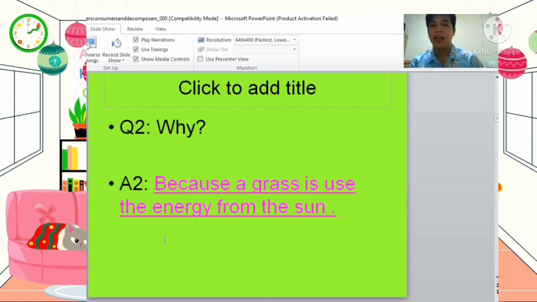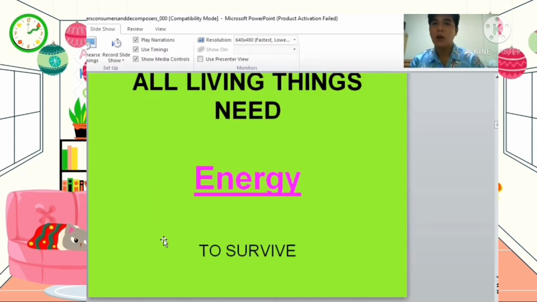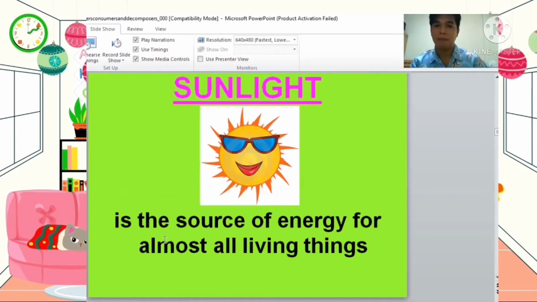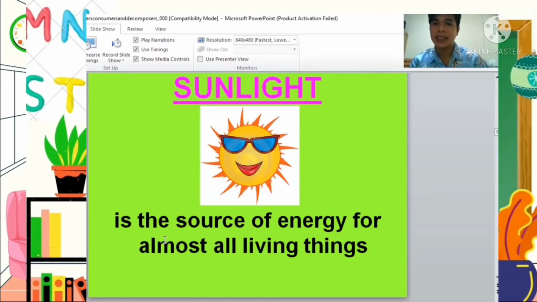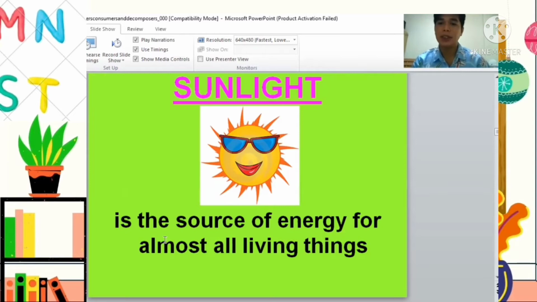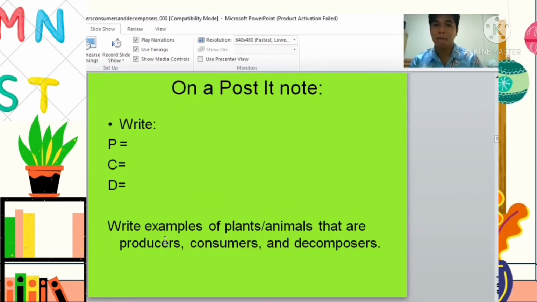Okay, now let's proceed to our topic. All living things need energy to survive, especially sunlight. Sunlight is the source of energy for almost all living things. On a post-it note, write P, C, or D. This P, C, D stands for producer, consumer, and decomposer.